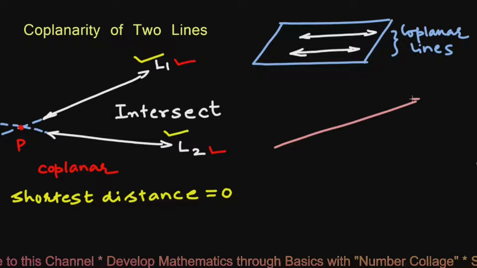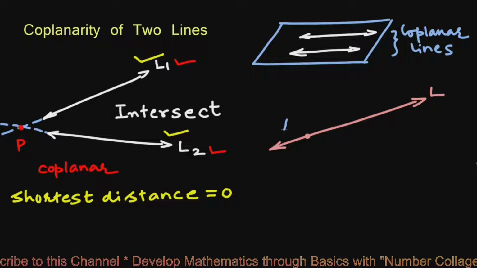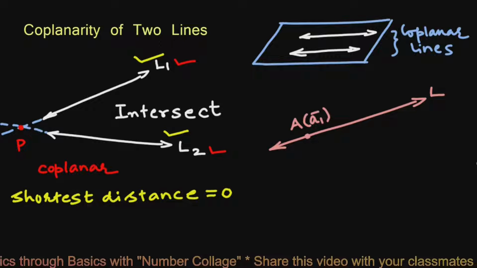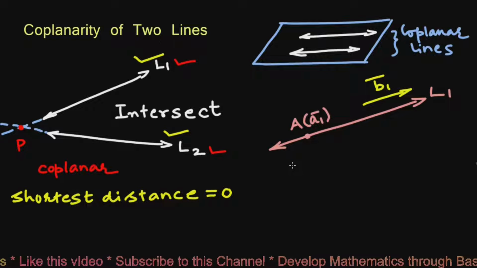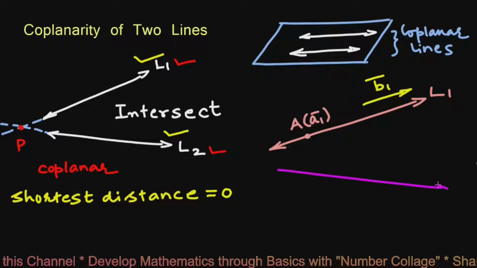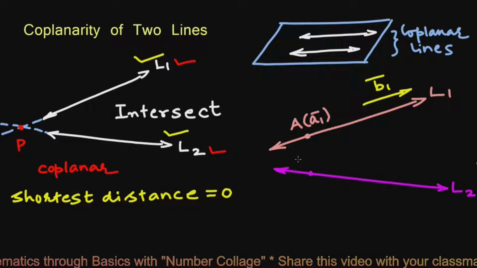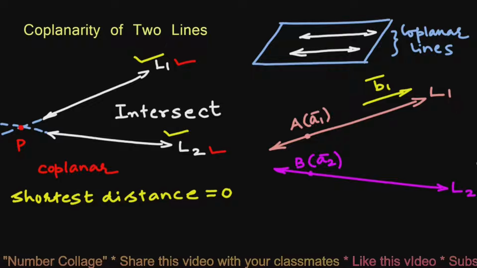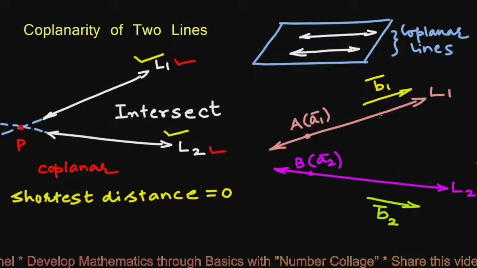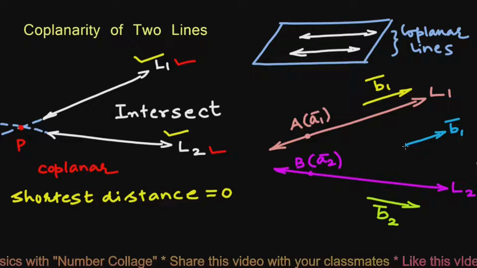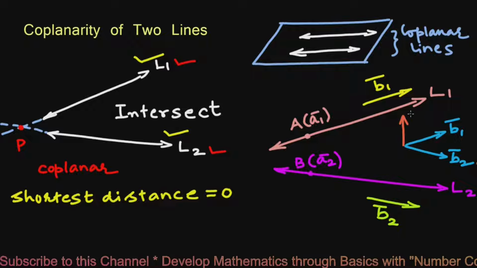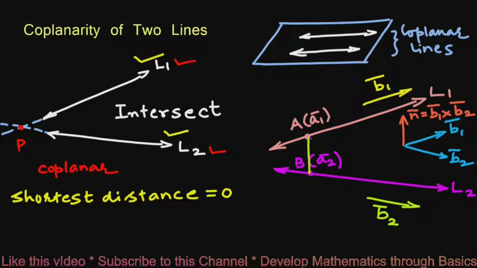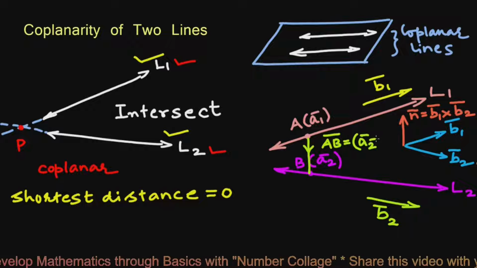Now let us draw line L1 which passes through point A, whose position vector is a1 bar and which is parallel to vector b1 bar, and a line which is not parallel to L1 is this line L2 which passes through point B, whose position vector is a2 bar and which is parallel to vector b2 bar. Now the cross product of b1 bar and b2 bar will be a normal vector, say n bar equals b1 bar cross b2 bar, and vector AB bar will be a2 bar minus a1 bar.